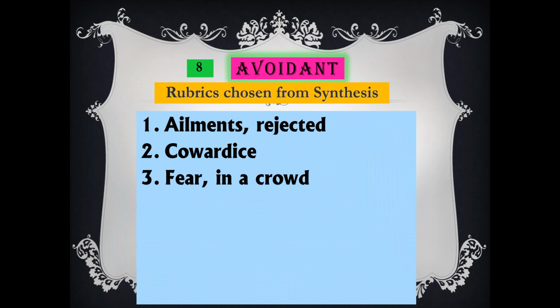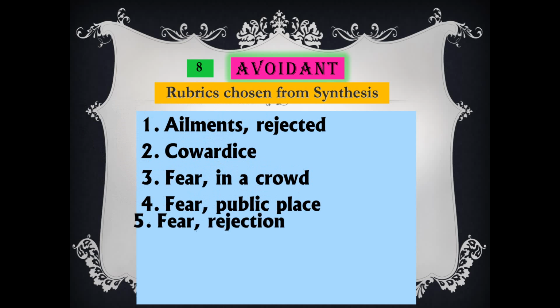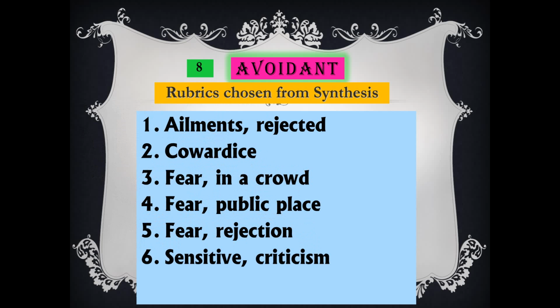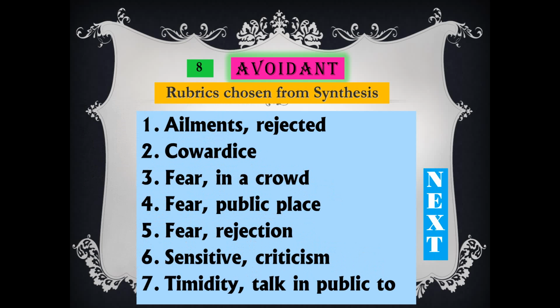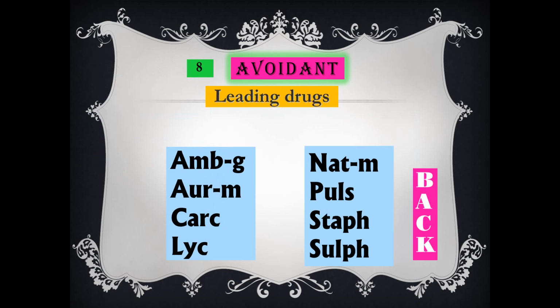We convert it into rubrics. Ailments from being rejected. Then cowardice, timidness. Then fear in a crowd. Then fear of public places. Fear of rejection. Fear of rejection and ailments from rejection are two comparable rubrics. They have been added to give a better effect. Then sensitive to criticism, timidity, talk in public too. Then the drugs here are not many: ambra grisea, aurum met, carcinosin, then lycopodium, natrum mur, pulsatilla, staphysagria, and sulfur.